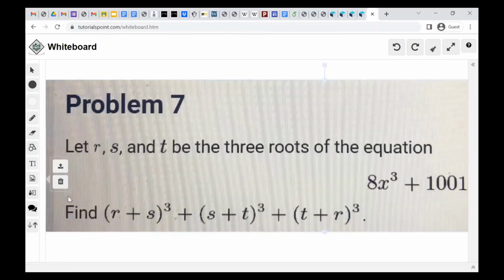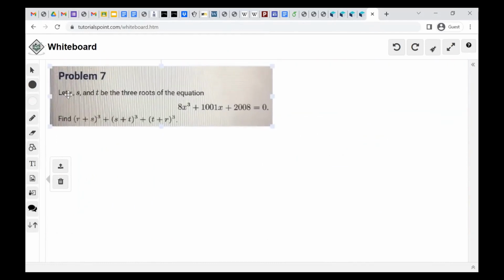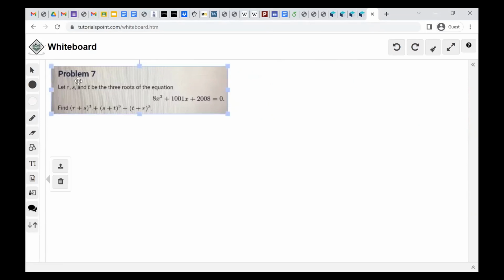Okay, here we go. This is actually an AMC problem, but this one too is a pretty straightforward application of Vieta's. So r, s, and t are the 3 roots of this equation, 8x cubed plus 1000x plus 2008 equals 0. So we want to find (r plus s) cubed plus (s plus t) cubed plus (t plus r) cubed.